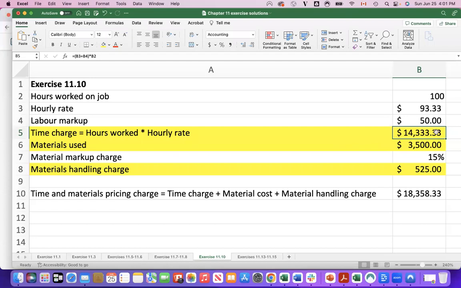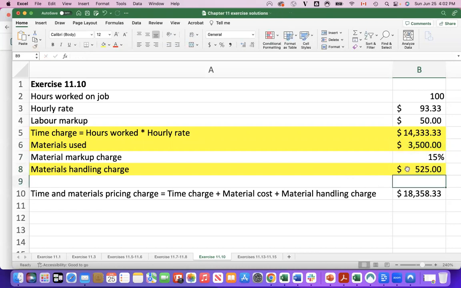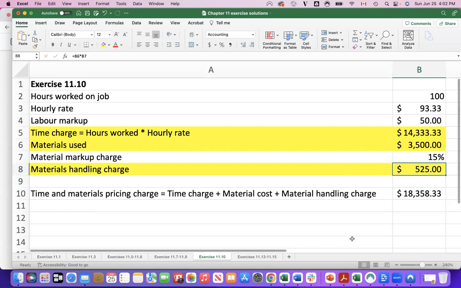Now we have to get into material costs. Materials used on the job was $3,500, so we're going to charge that. But remember, for all the materials that we charge and use on a client's project, we require a material markup or a material handling charge of 15%. So if I multiply the materials used times the 15%, I get the material handling charge of $525.